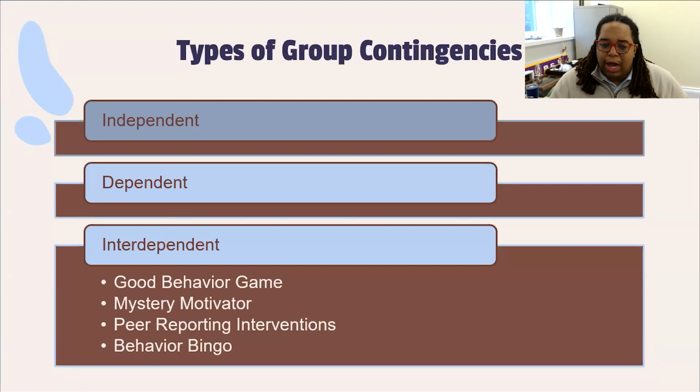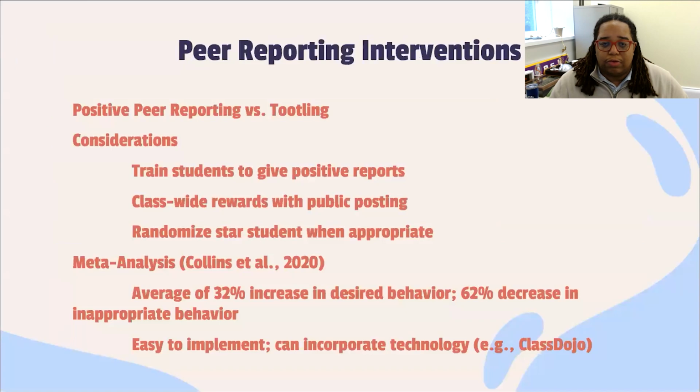The last one I want to share with you more about is peer reporting interventions. And then we'll get to some of your questions and some troubleshooting and what's going on in your settings. So peer reporting interventions, you may have heard tootling or positive peer reporting. They're really cool interventions where we are training students to say positive things about each other. So it's the idea of switching from tattling to tootling, a positive version of tattling.